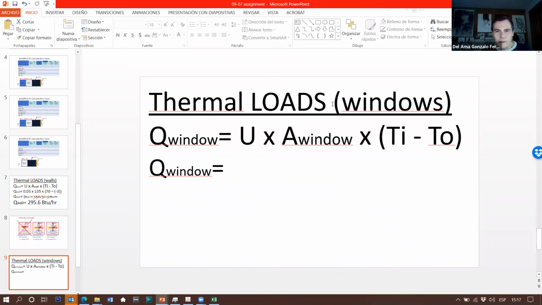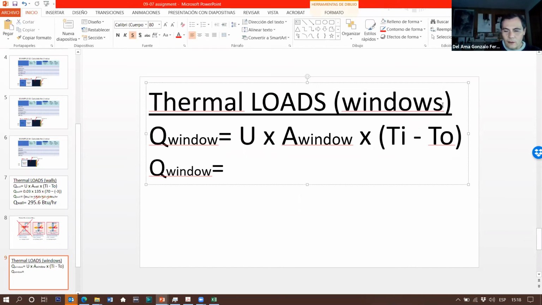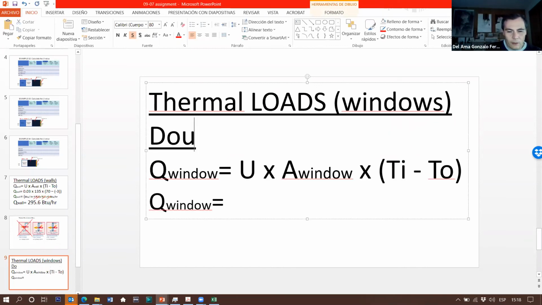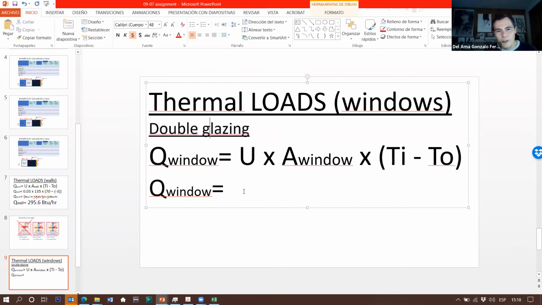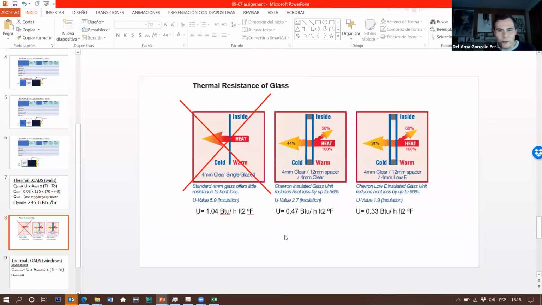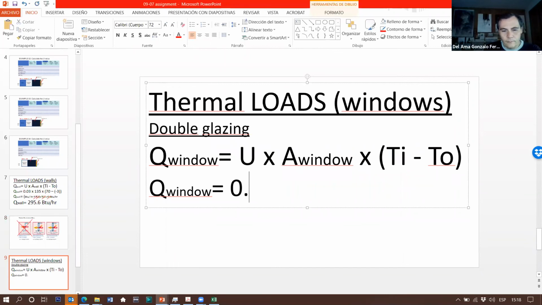So if we are analyzing thermal loads of windows, we are talking about double glazing. Then the U value of a double glazed window can be between 0.33 and 0.47, let's say 0.4. Get used to working with units: BTU per hour, Fahrenheit, square feet.